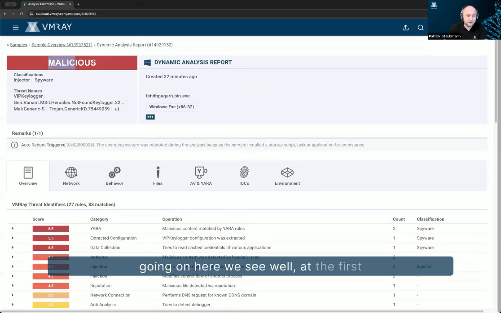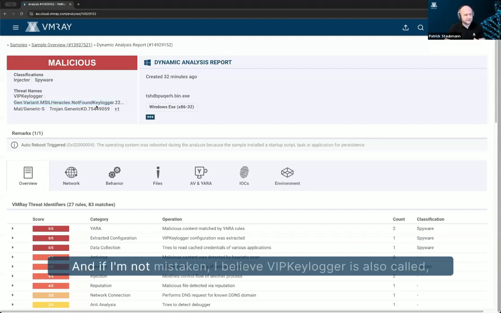At the first place here, it's quite obvious: it's a malicious sample. We have the classification as spyware. We know it's a keylogger, it's a stealer. It's probably collecting data and exfiltrating it. And we have the threat name here, which is VIPKeylogger. There are some additional variants here, likely coming from external services like reputation or AV detections. And if I'm not mistaken, VIPKeylogger is also called, or there's a similar name for it, which is not found keylogger. But usually it's well known as VIPKeylogger.